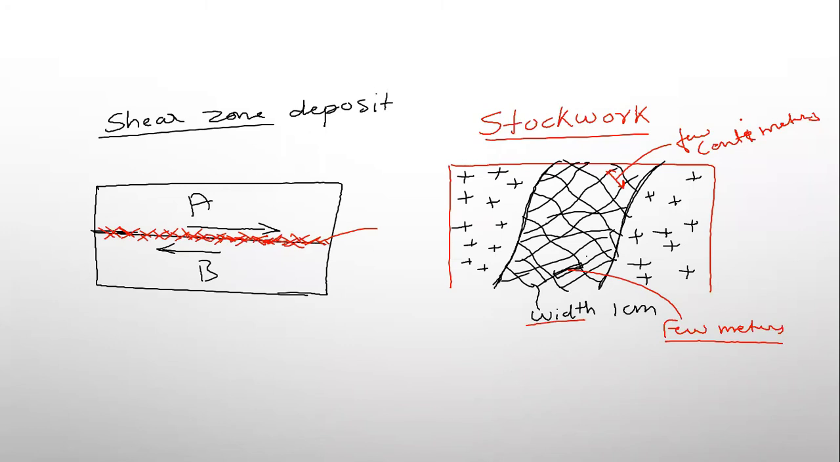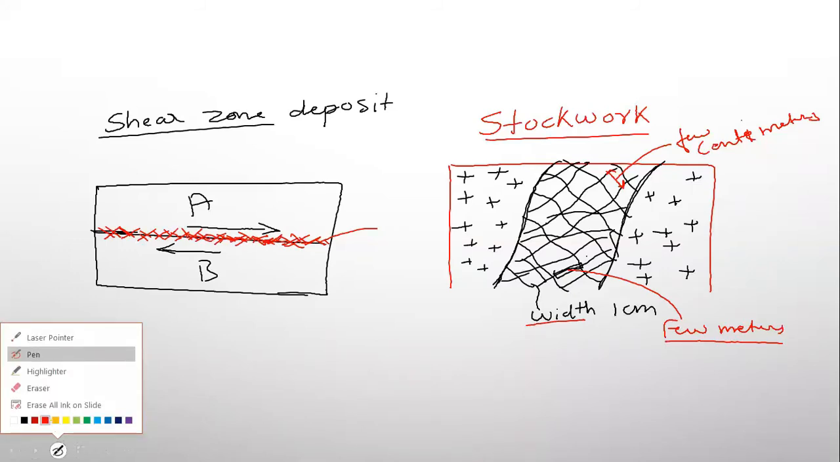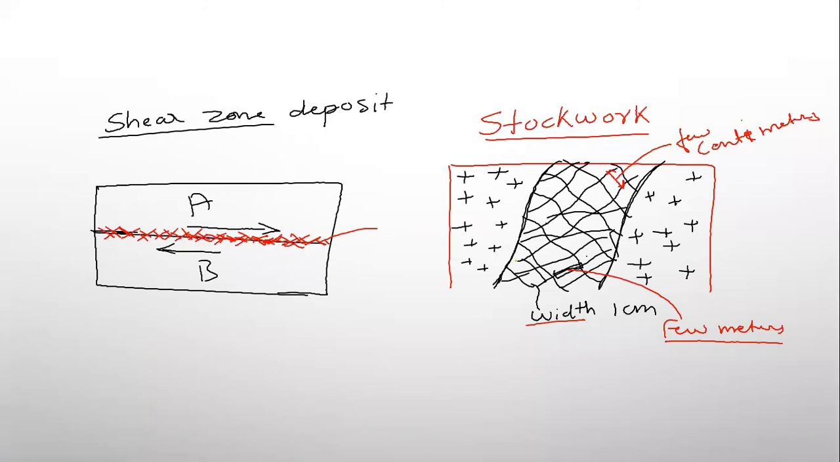In stockwork whole mass, what happens, due to these closely spaced veins, hydrothermal solution will percolate into these particular cracks, and there will be huge deposition of ore, any ore, maybe it is gold, maybe it is platinum, whatever it is. So huge deposition will be there.